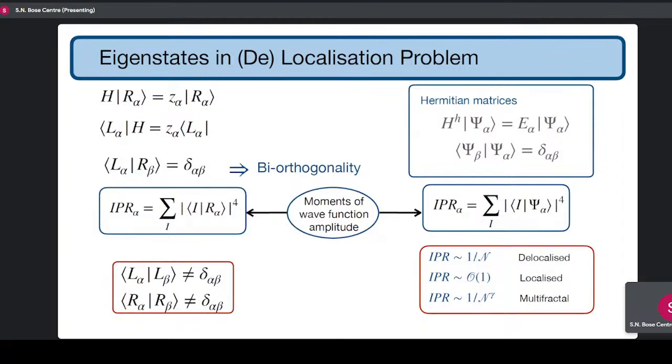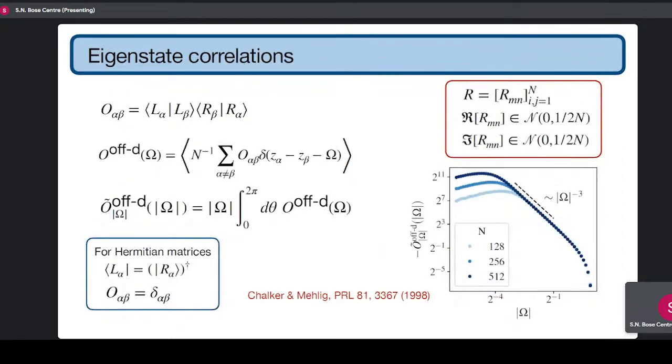Oh, and I forgot to mention that non-Hermitian Hamiltonians will have complex eigenvalues in general. So these alpha and beta are indices of these two different eigenvalues. Here we would study the statistics of this quantity, which is the correlation between left and right eigenvectors corresponding to different eigenvalues, z alpha and z beta.